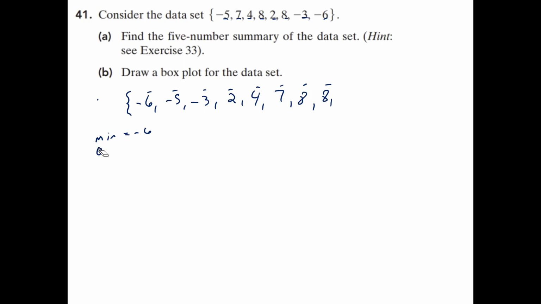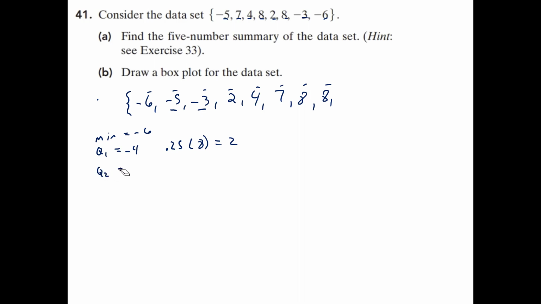Then your Q1 is the number that sits at the 25th percentile. And again, what you do is you take 0.25 times, there's 8 of them. A quarter of 8 is 2. And because that's a whole number, you're going to average what's in the number 2 and the number 3 position. So -5 plus -3 is -8. Divided by 2 is -4. So -4.